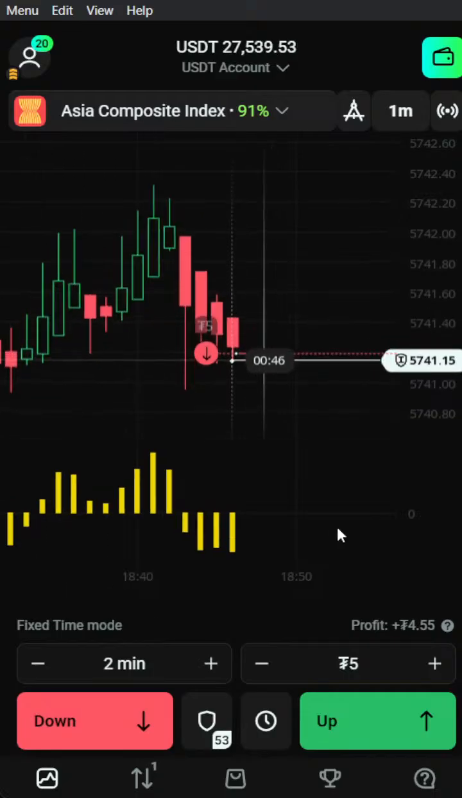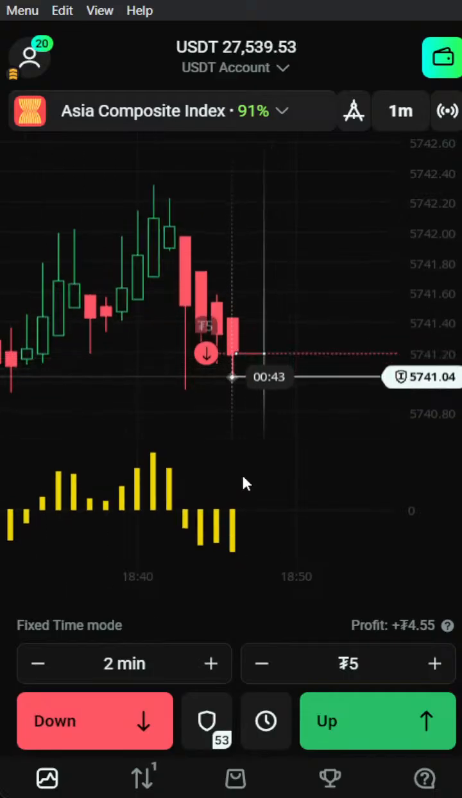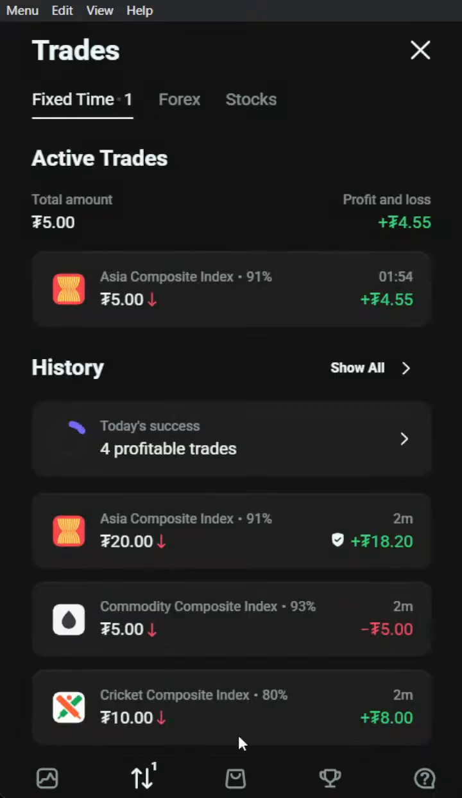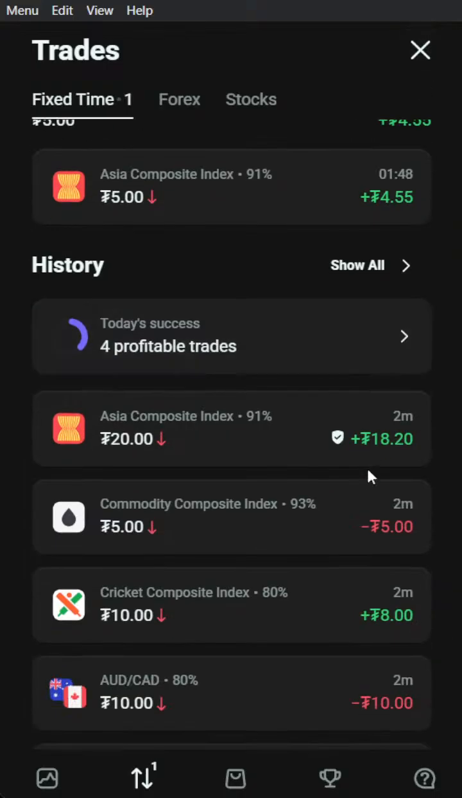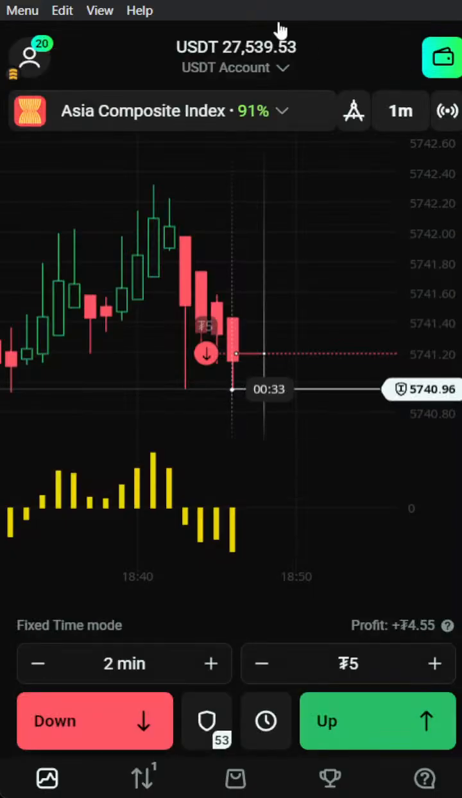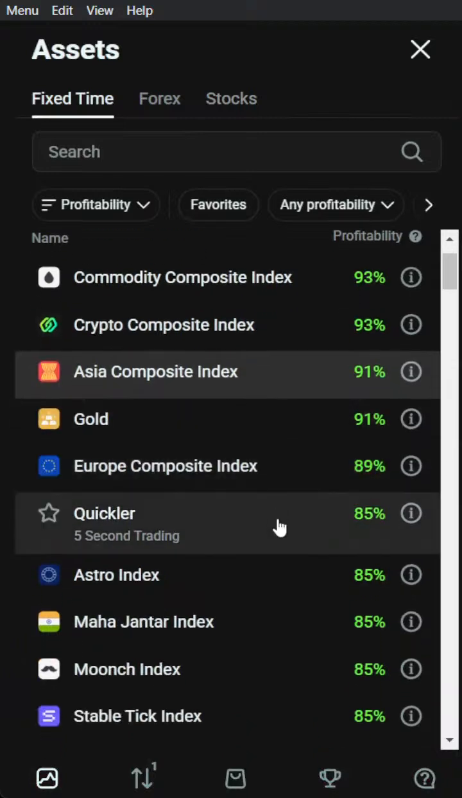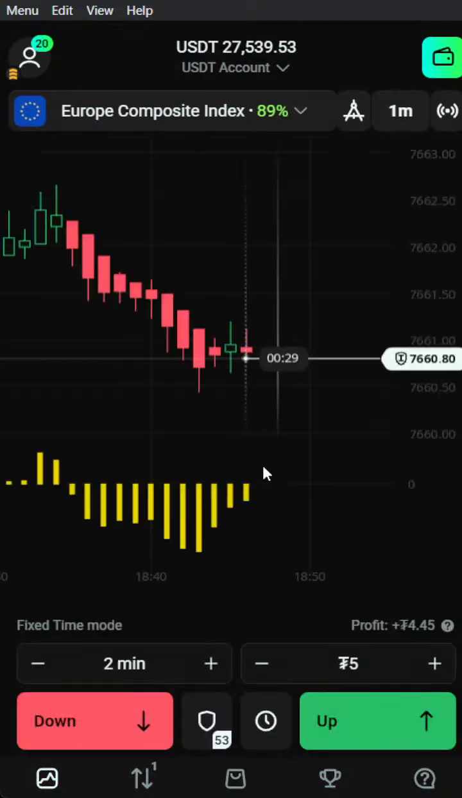Now I have a signal appear here. I made a down trade because it was a down signal. The $20 trade went positive. So things are going positive. I wouldn't say that it's 100% success, but I feel somewhere 70% of the trades are going positive at the moment, which is again a good ratio.